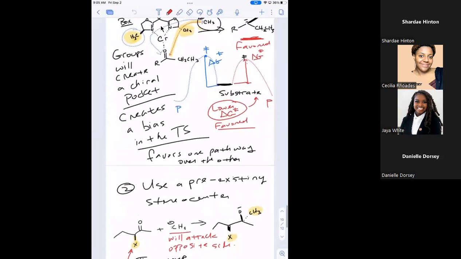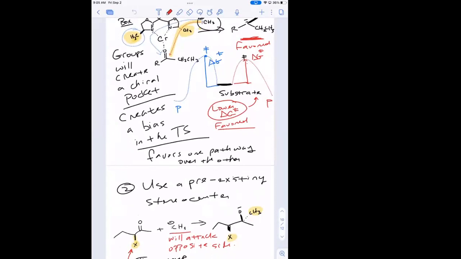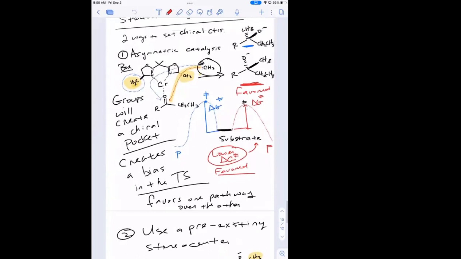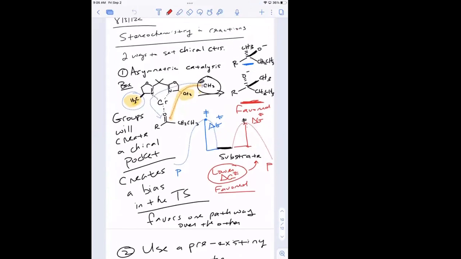So Wednesday, we left off talking about how to generate chirality, like how to make chiral molecules. And we said that one way was asymmetric catalysis, which is to use a chiral catalyst or a transition metal with a chiral ligand chelated to it, and then use that to create an environment around the metal and around the reactive site that creates some bias in the transition state during the course of a reaction.